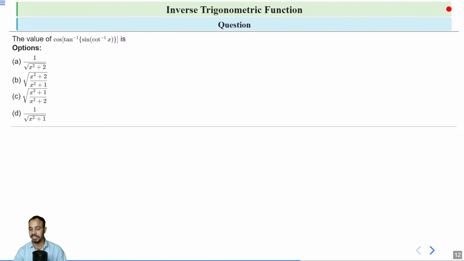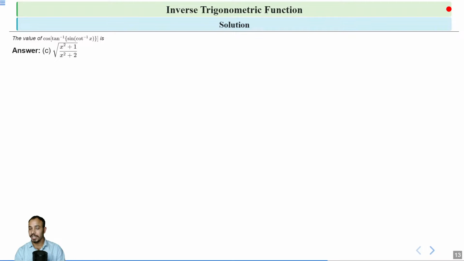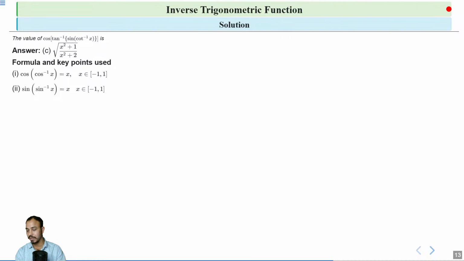Okay, let's check which option is correct here. The correct answer is option C. Now see which formula and key points are used to solve this problem. First see here, cos of cos inverse x equal to x, here x belongs in closed interval minus 1 comma 1. And sine of sine inverse x is equal to x when x belongs in closed interval minus 1 comma 1.